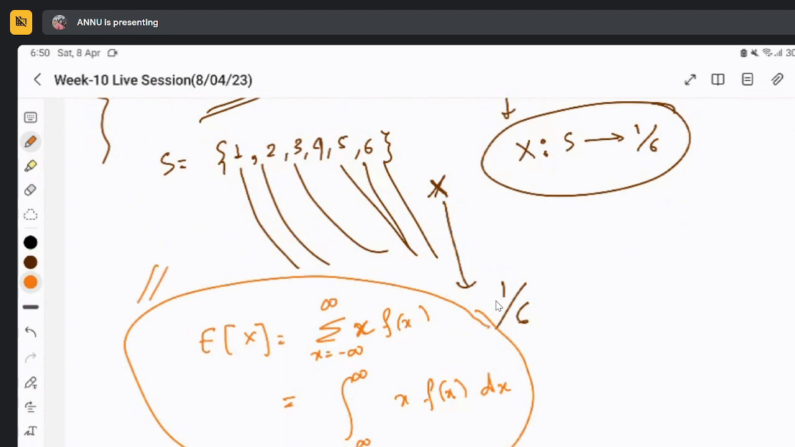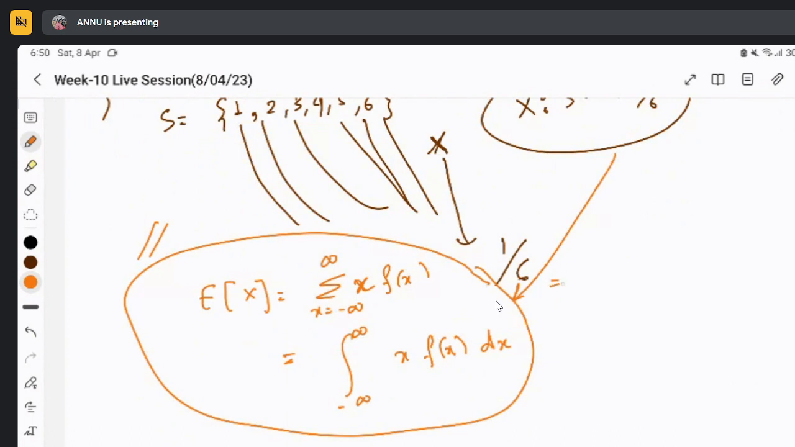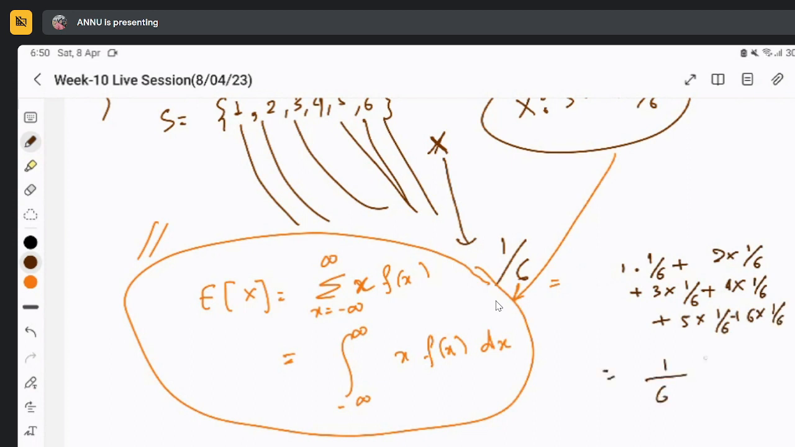Yes, ma'am. Nice. So if you check with it, it will be the same. Take the example of the dice: 1 into 1 by 6 plus 2 into 1 by 6 plus 3 into 1 by 6, where x is the possible values we can take from the domain, plus 4 into 1 by 6 plus 5 into 1 by 6 plus 6 into 1 by 6. So 1 by 6 times 1 plus 2 plus 3 plus 4 plus 5 plus 6. I think I'm wrong. 3, 6, 10, plus 5, 15, plus 6. Why am I not getting it?